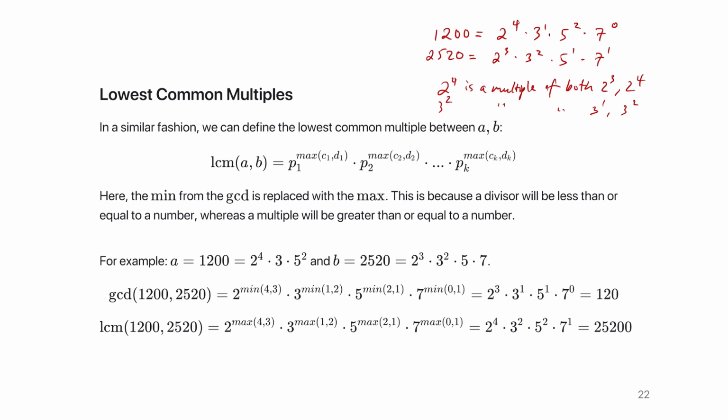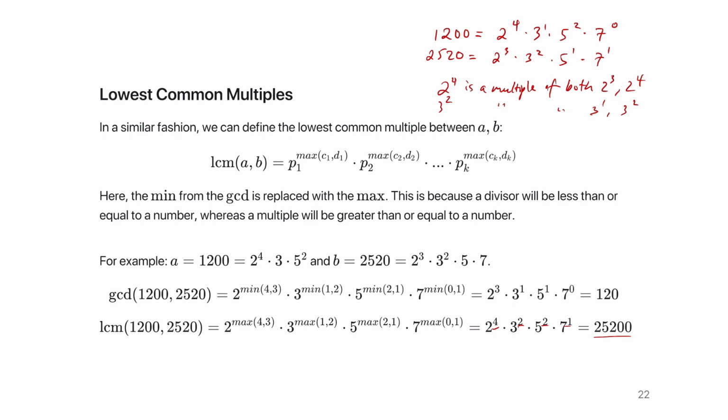So for example, the GCD of 1,200 and 2,520, which we saw before, would be 2 to the 3 times 3 to the 1 times 5 to the 1 times 7 to the 0. But for the lowest common multiple, the exponents would be reversed. Instead of 2 to the 3, we'd have 2 to the 4. Instead of 3 to the 1, we have 3 to the 2, and so on and so forth. And we get this product. So any questions with the lowest common multiple? Usually, the greatest common factor, or greatest common divisor, is the significantly more important one. But this definition is also important.